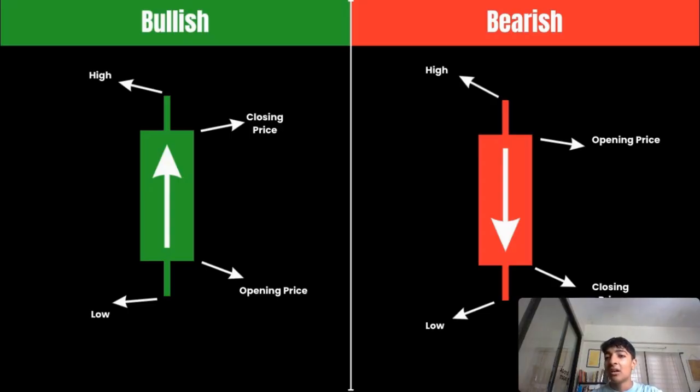Same for the bearish. The lowest point is at the bottom, which essentially means the lowest point the candlestick was at during the entire session, and the highest point is the highest point it was at. And similarly, same for the opening price and the closing price.